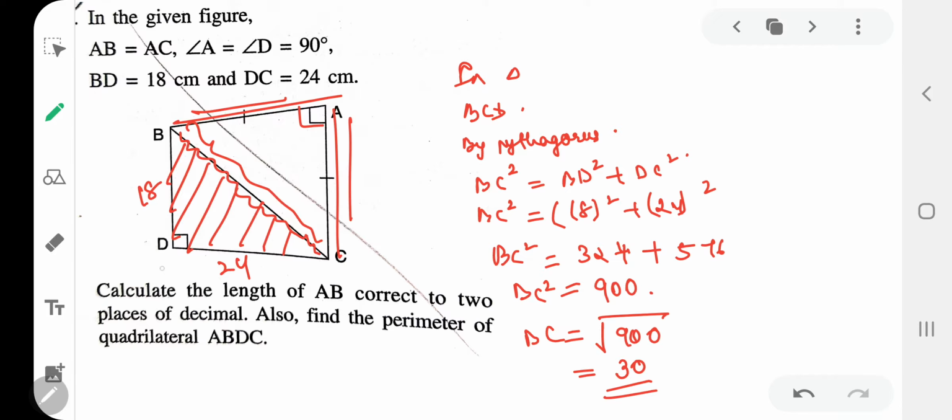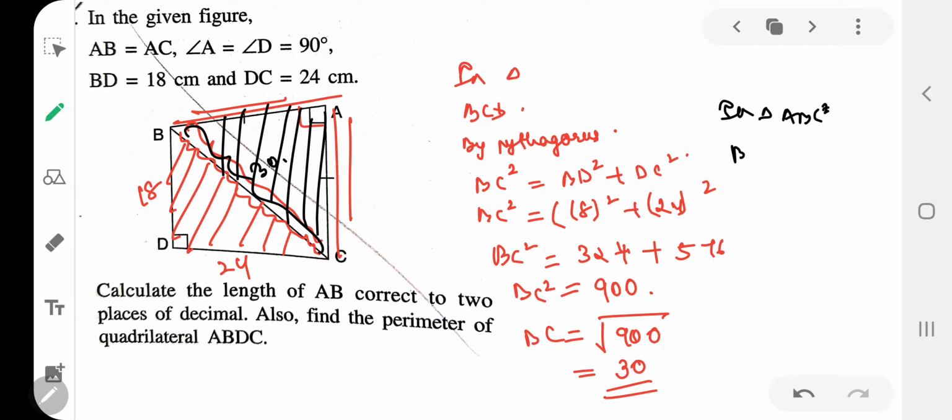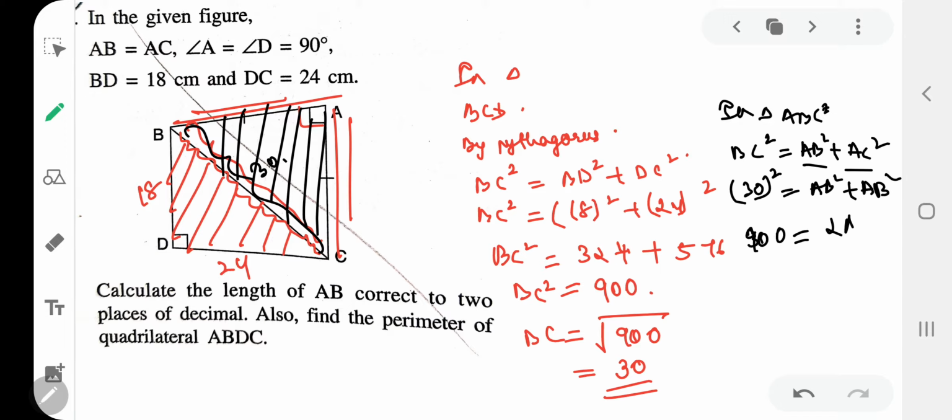Once you got the value of BC, now you have to put this BC in triangle ABC. So I will write in triangle ABC, BC square is equal to AB square plus AC square. BC square is 30 square. AB and AC both are equal. So can I write AB square, and for AC also can I write AB square? Because AC and AB are equal, I can write AB in place of AC. So I'll get 900 is equal to 2AB square. And AB square will be equal to 900 upon 2. That will be AB square is equal to 450.